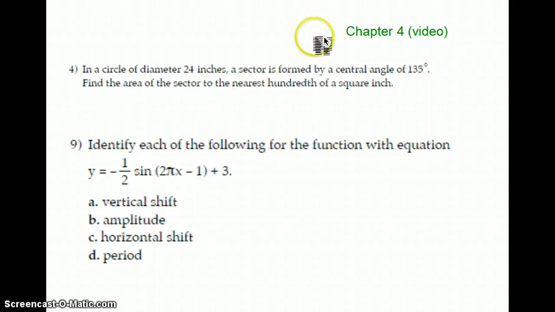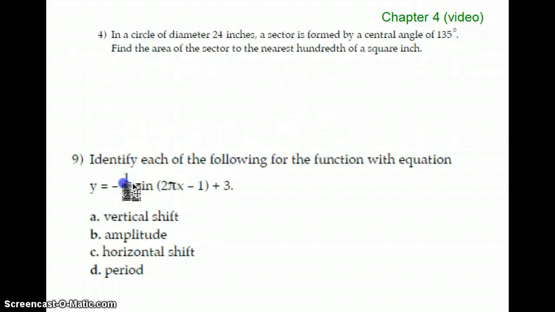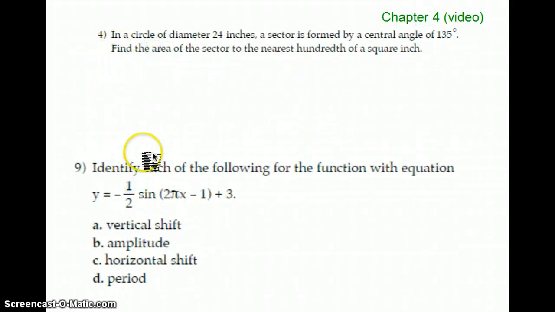Okay, this is from chapter 4, and I decided to leave the questions on here from the tests that were uploaded. So if you want to follow along, there you go. In a circle diameter 24 inches, I'll give myself some more room here. A sector is formed by a central angle of 135 degrees. Find the area of the sector to the nearest hundredth of a square inch.